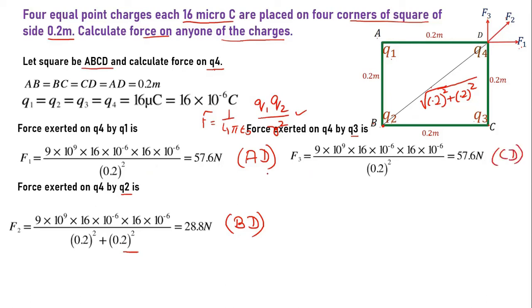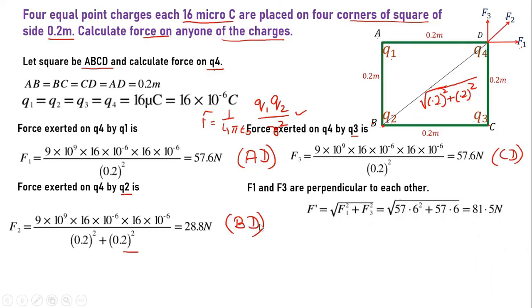So here F1 and F3 are equal in magnitude but their directions are perpendicular to each other. So what will be the resultant? Mind it, the resultant will be along the direction between F1 and F3. How to get the magnitude part? Under root of F1 square plus F3 square, that we all know how to get the resultant of two perpendicular vectors. So by putting the magnitudes of 57.6 whole square plus 57.6 whole square, we will get the value as 81.5 Newton, whose direction will be along BD.